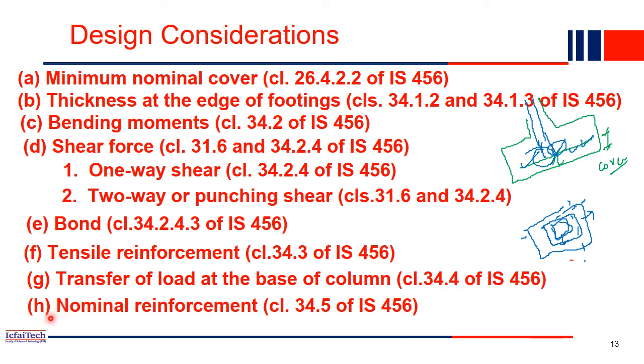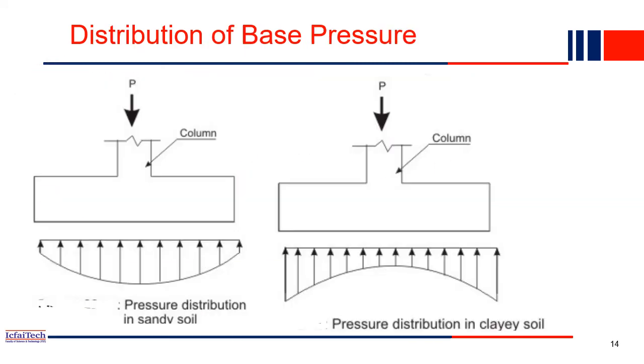And lastly, we have the final consideration, that is the nominal minimum reinforcement, which we have to provide as per 34.5. There we'll find the minimum reinforcement you have to provide in a foundation in any case, as per clause number 34.5.1. So these are the eight different design considerations for the design of foundation.